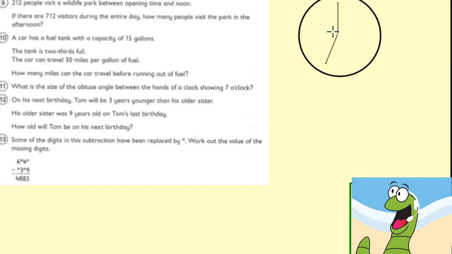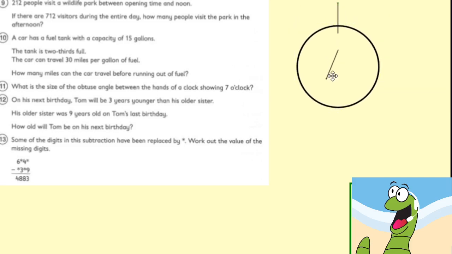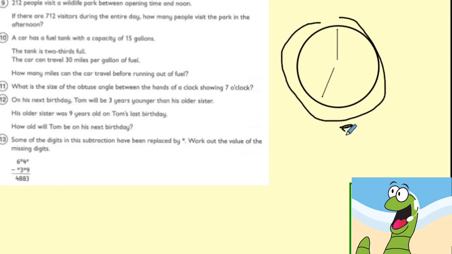So it wants to know the angle of the hands showing 7 o'clock. Okay, well, first of all, what is an obtuse angle? An obtuse angle is greater than 90 and less than 180. If you don't know what your angles are, you need to know what they are. There are 360 degrees in total. So all the way around this clock, we have 360 degrees. Don't forget it's a circle, so all the way around there is 360 degrees.